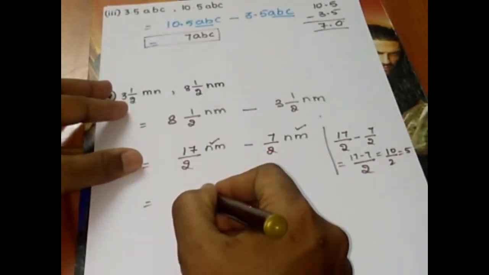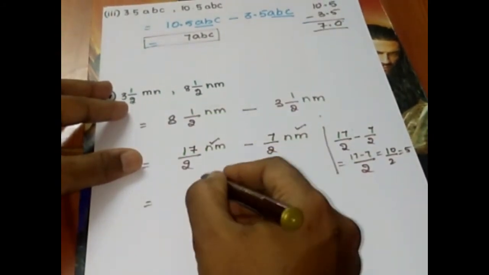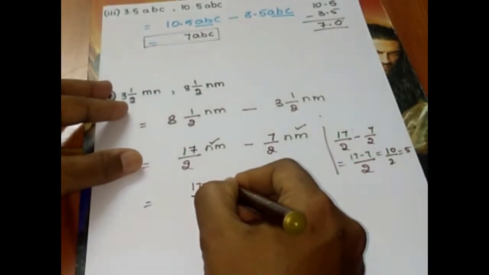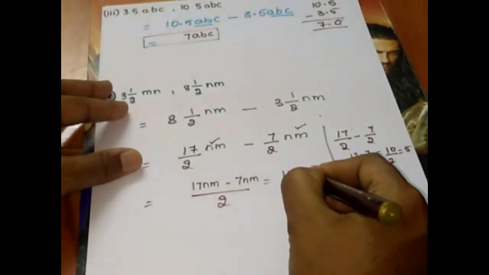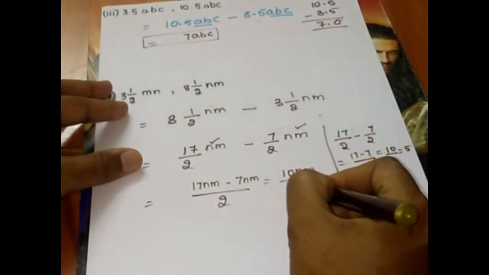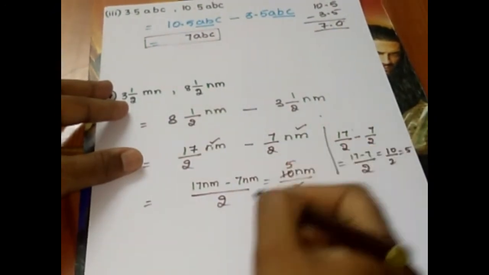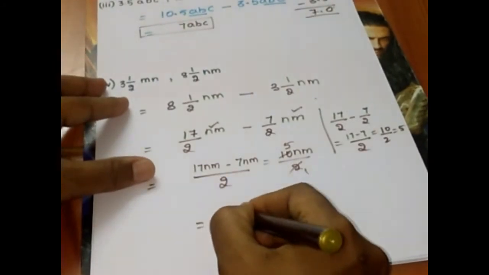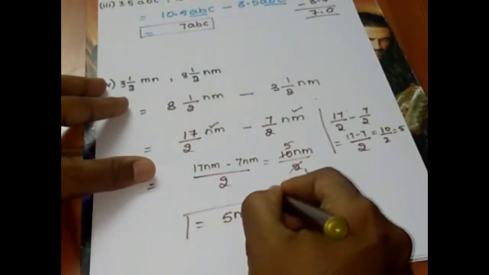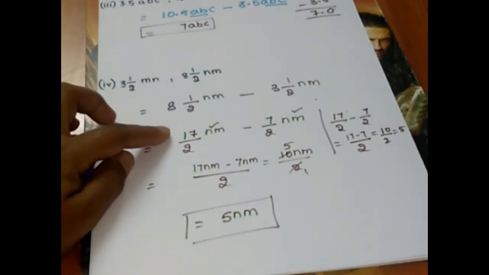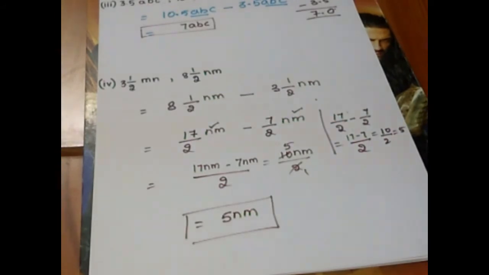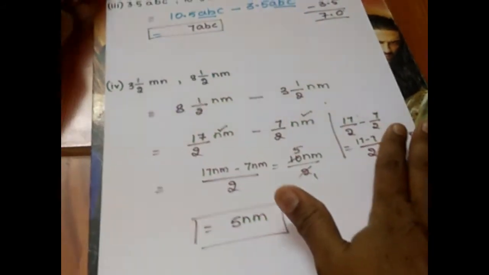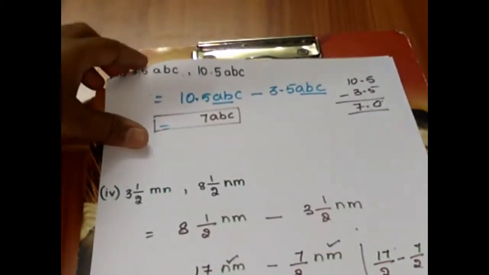So straight away I can write here 2 is my common LCM. 17 nm minus 7 nm, that is equal to 10 nm by 2. 2 1s are 2, 2 5s are 10. So the solution is 5 nm. Again, 17 by 2 is the greatest value which has the plus sign. So the solution is 5 nm. I hope you have understood this. This is about 6th main.